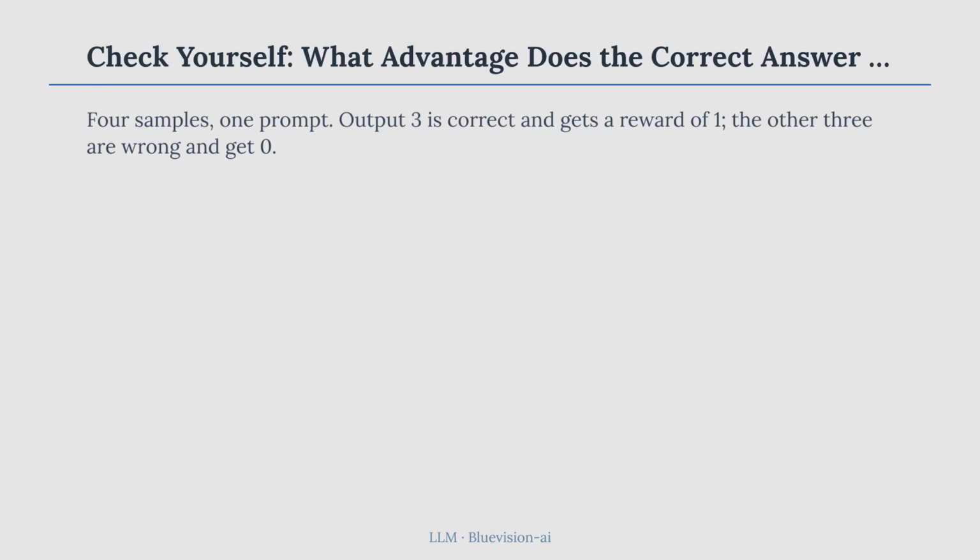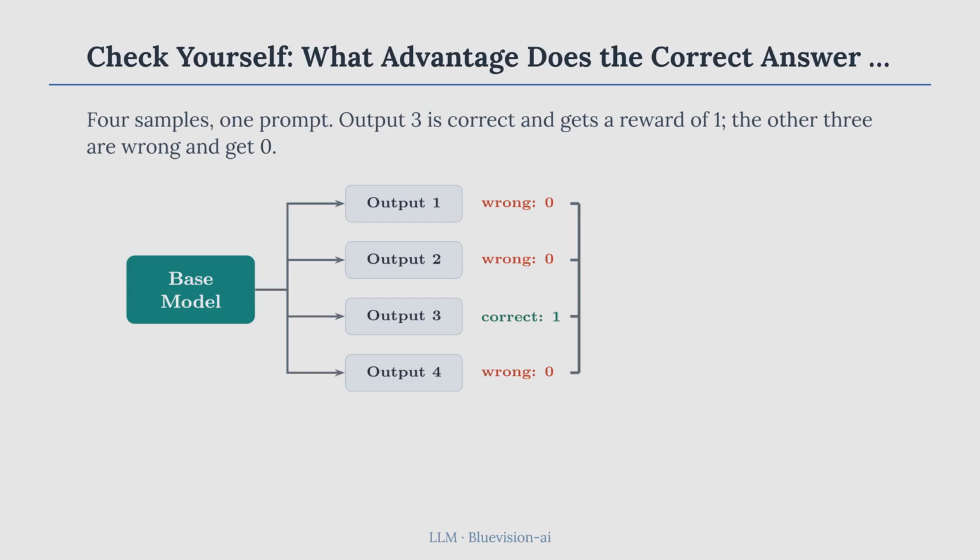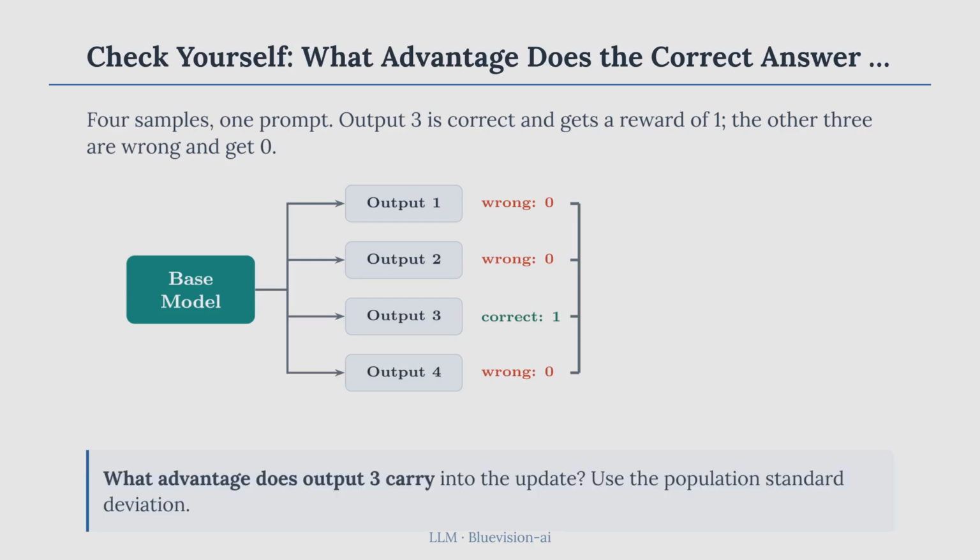You've got 4 samples of the same problem. Output 3 is correct, so it gets a reward of 1. The other 3 are wrong, so they get 0. Here's the group again, with the scores on screen. What advantage does output 3 actually carry into the update? Use the population standard deviation, and take a moment with it. Right. Let's build it up.